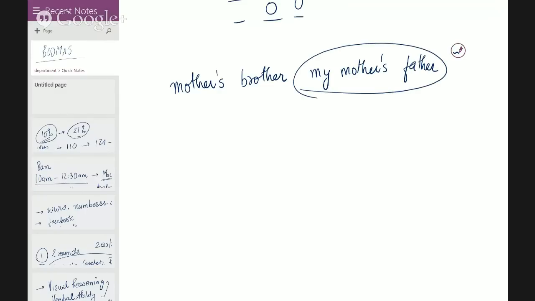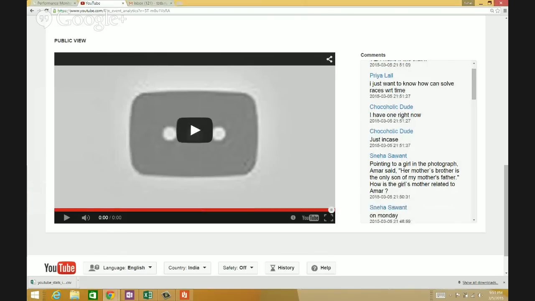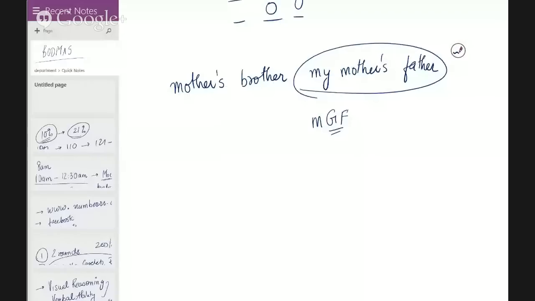My mother's father. Who's your mother's father? Your mother's father is your grandfather. Okay, maternal grandfather. And her mother's, who's that guy? Her mother's brother is the only son of my mother's father. So the only son of your mother's father is going to be your maternal uncle. Only son of your grandfather is your uncle.